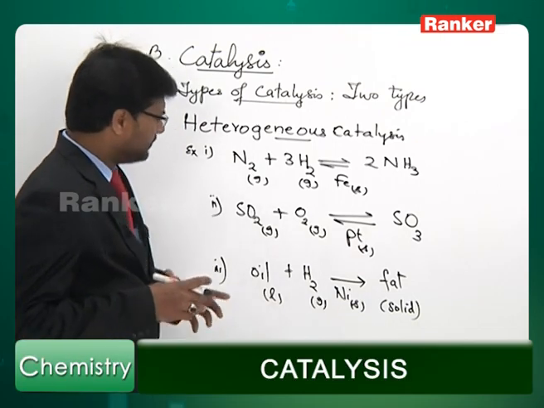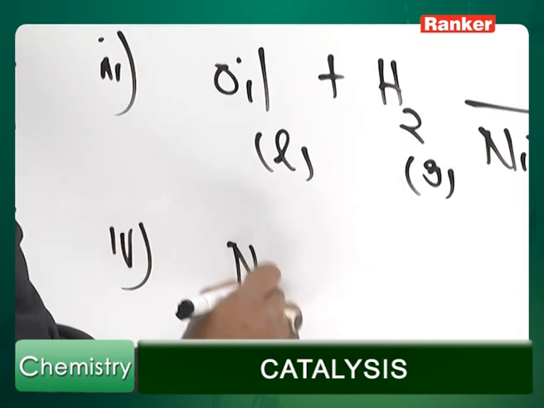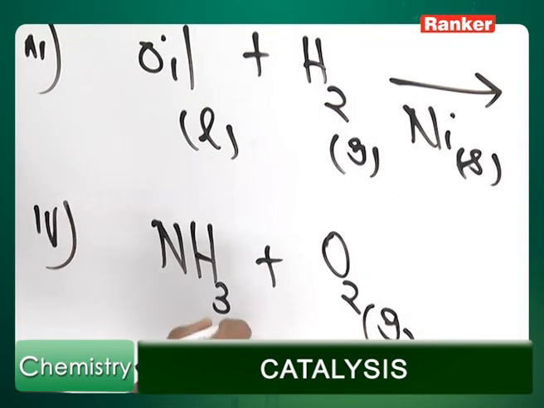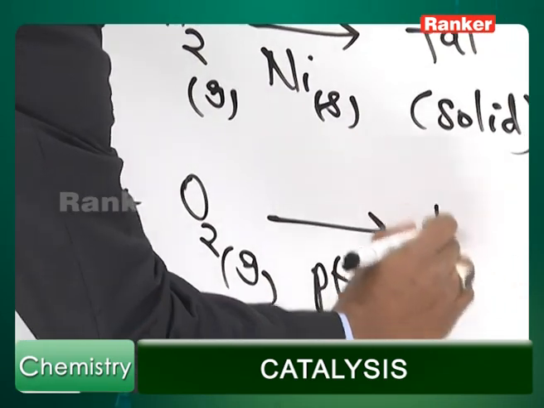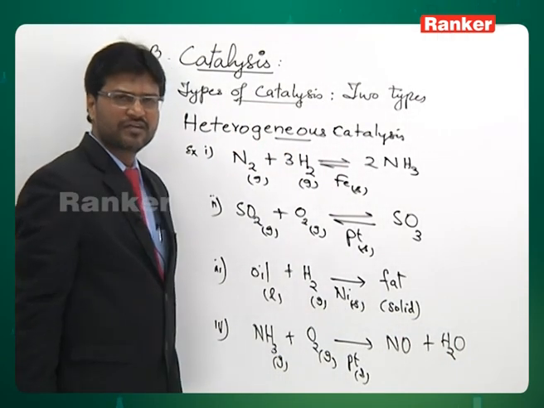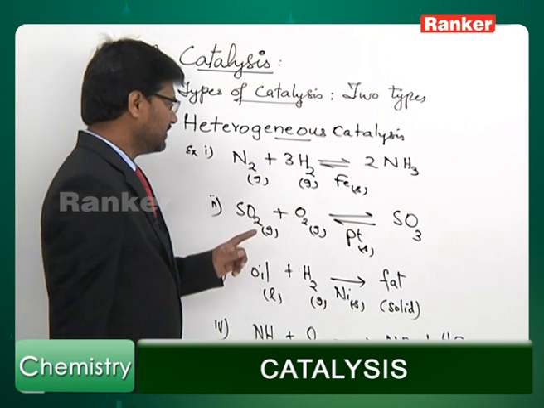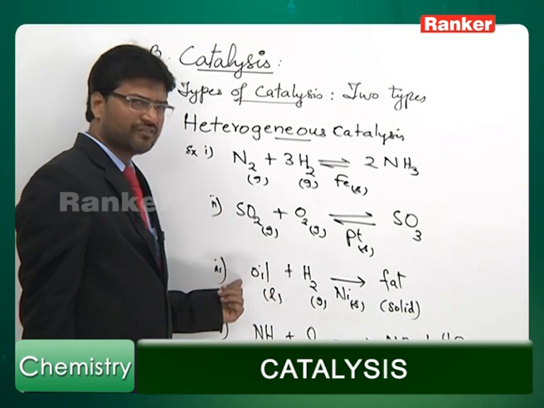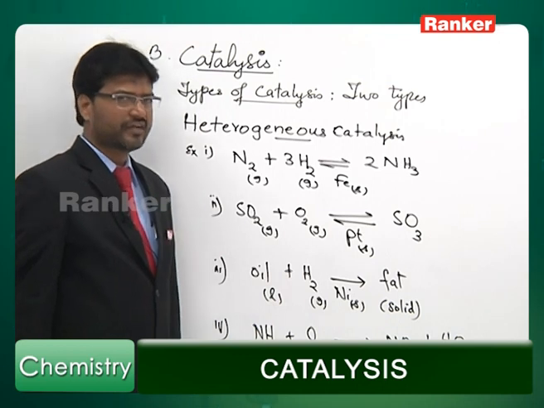So these are some important examples. I can quote one more example for you. This is Ostwald process for manufacture of nitric acid. We oxidize ammonia gas in presence of platinum solid to get NO and H2O. So the oxidation of ammonia in presence of platinum catalyst is also a case of heterogeneous catalysis. So this is Haber's process, this is again contact process, this is hydrogenation of oils, and this is Ostwald's process for the manufacture of nitric acid.